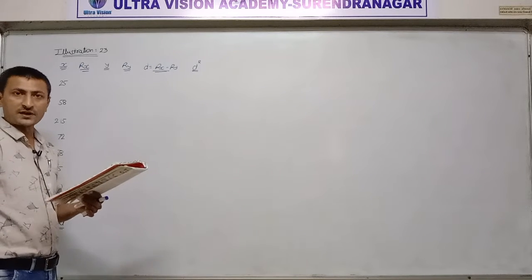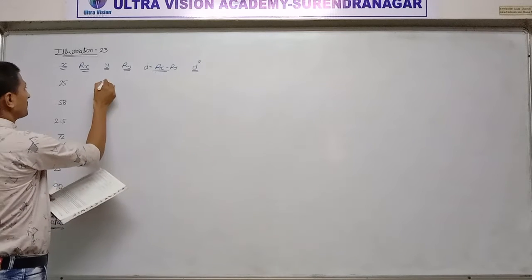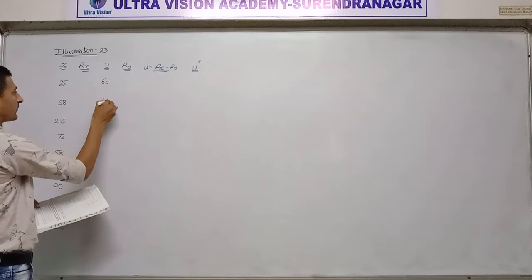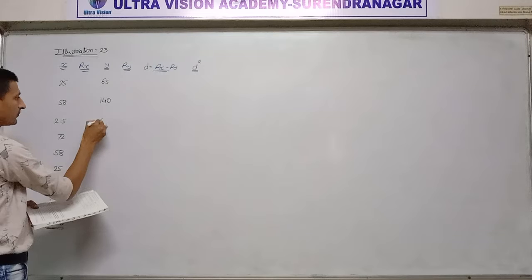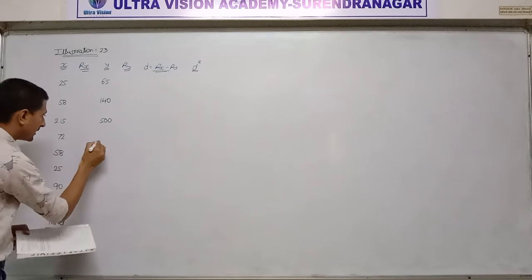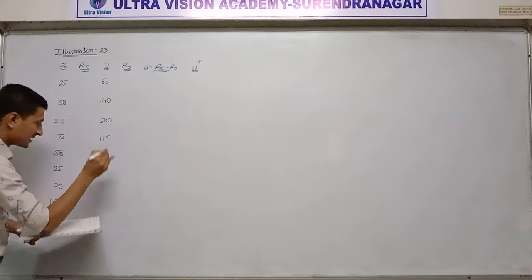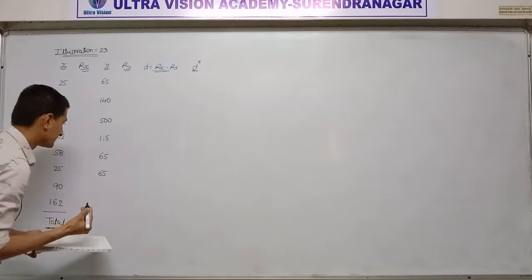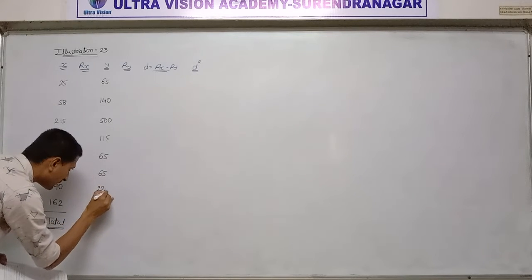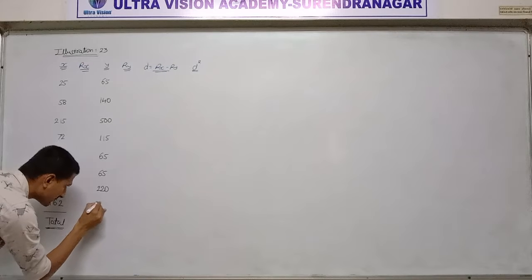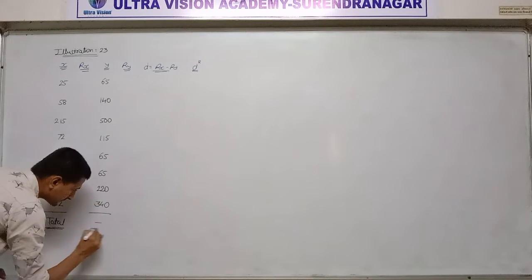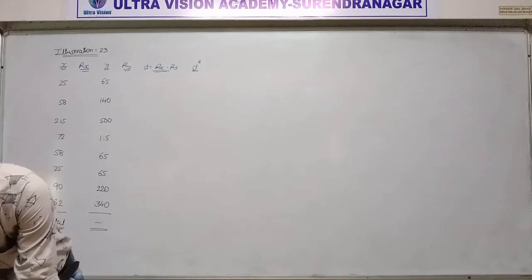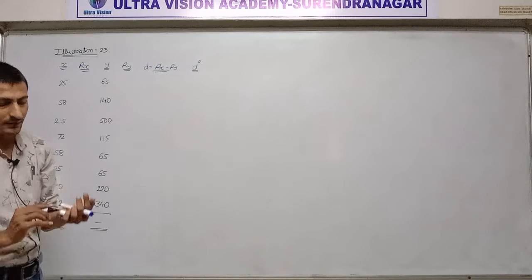Now the second variable, profit, is considered as y: 65, 140, 500, 115, 65, 65, 220, and the last is 340. Okay. So first of all, give the ranks for both variables, Rx and Ry.